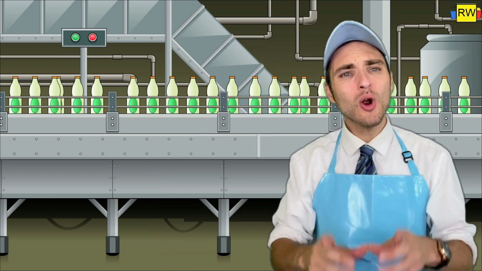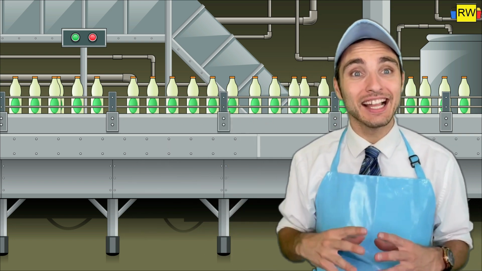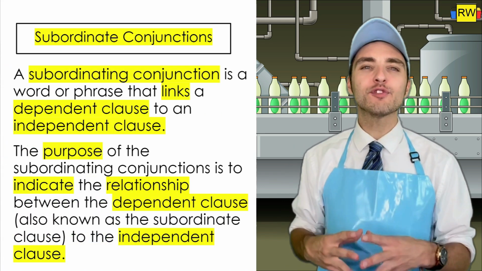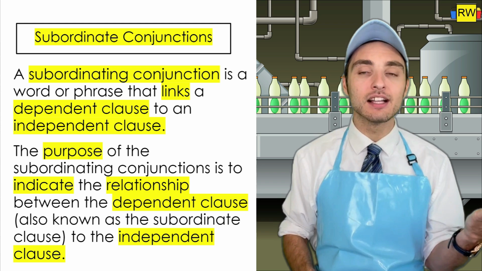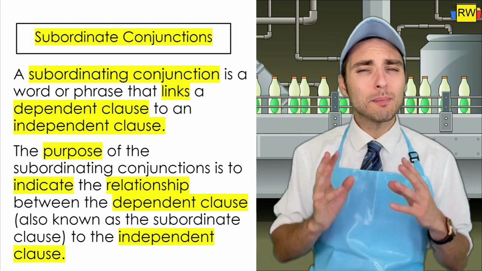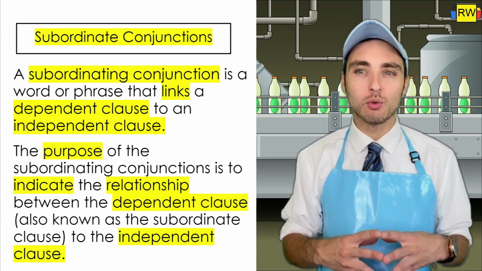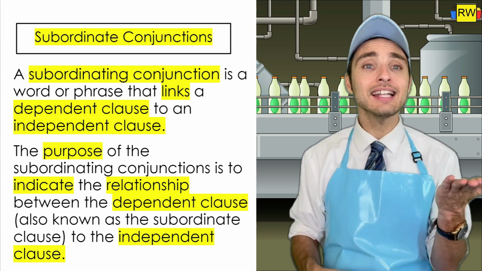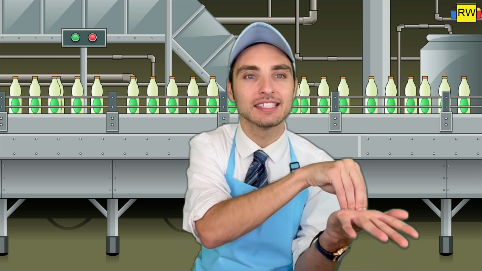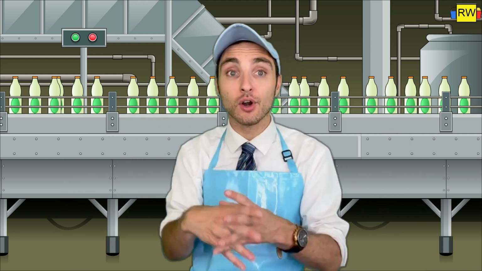But Mr. Goody Grammar, what is a subordinating conjunction? Oh, thanks, voice in my head, for asking that question. A subordinating conjunction is a word or phrase that links a dependent clause to an independent clause. Moreover, the purpose of the subordinating conjunction is to indicate the relationship between the dependent clause and the independent clause. The subordinating conjunction specifies the relationship between them. Cause and effect, before and after.